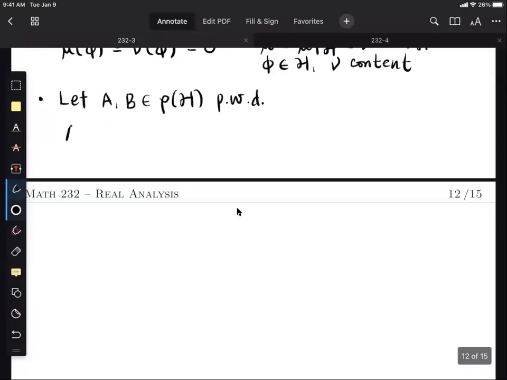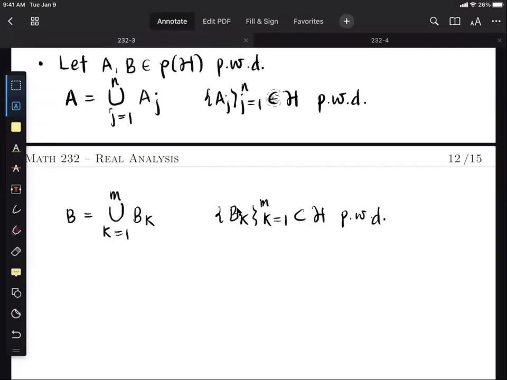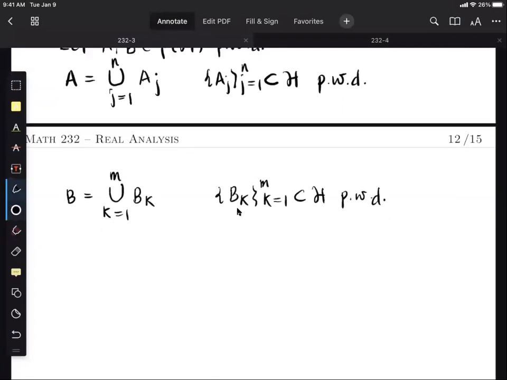Now, according to the definition, if A is in the ring generated by H, I can write this as, okay. For convenience, let us repeat what we mean by A being an element of the ring generated by H. So A is the union of pairwise disjoint elements in H. And in a similar manner, we could write B as the pairwise disjoint union of elements in H, say B sub k, k from 1 to m. Again, the number of elements in general can be different from that of A. So let's correct this one. This should be a subset.